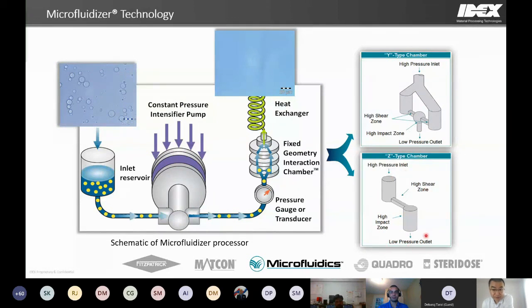The interaction chamber shown in the bottom graph is the Z-type chamber design. The Z chamber only has one microchannel, and the material impacts a solid wall after exiting the channel. The Z chamber is ideal for processing samples containing solids, in the case of various solid suspensions and dispersions, and also includes cell disruption.